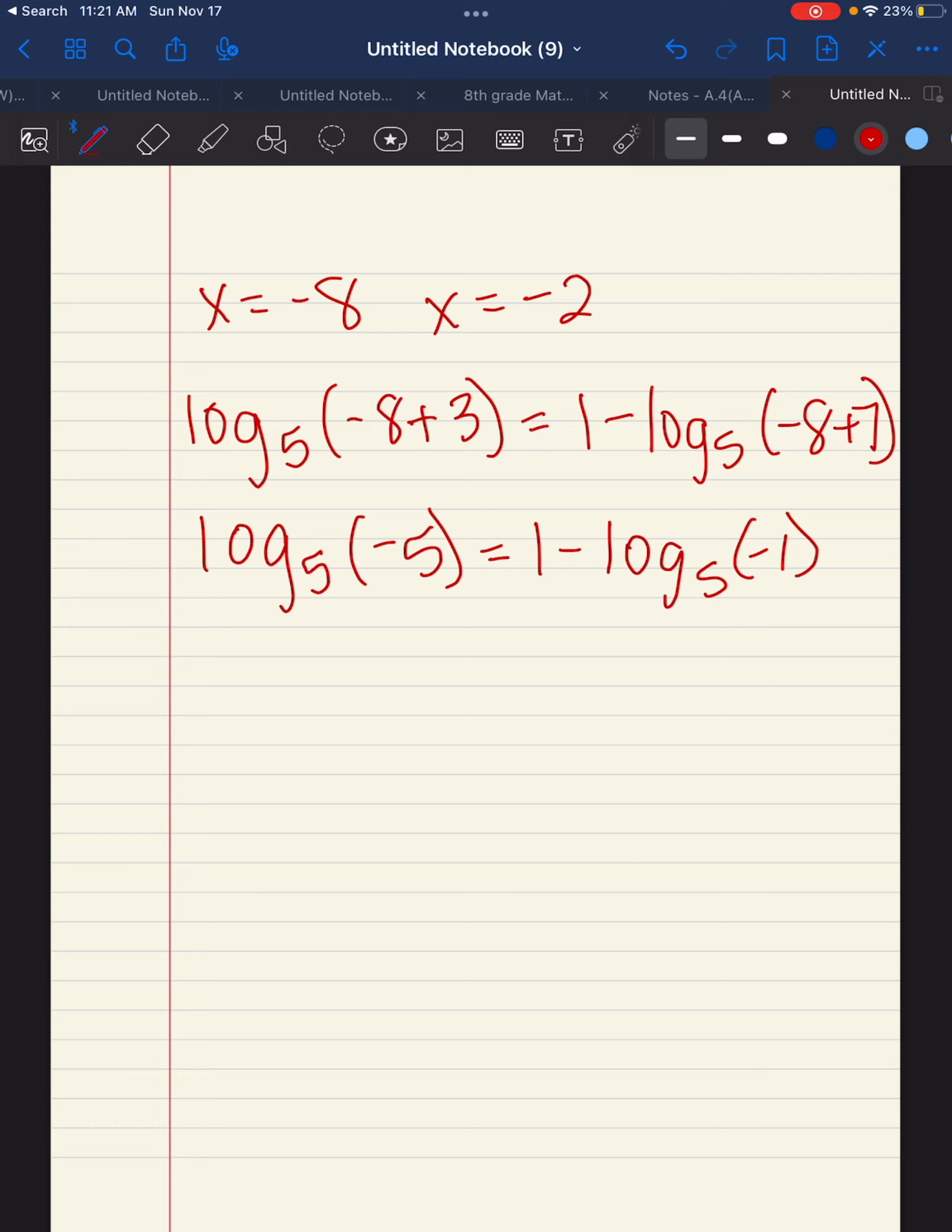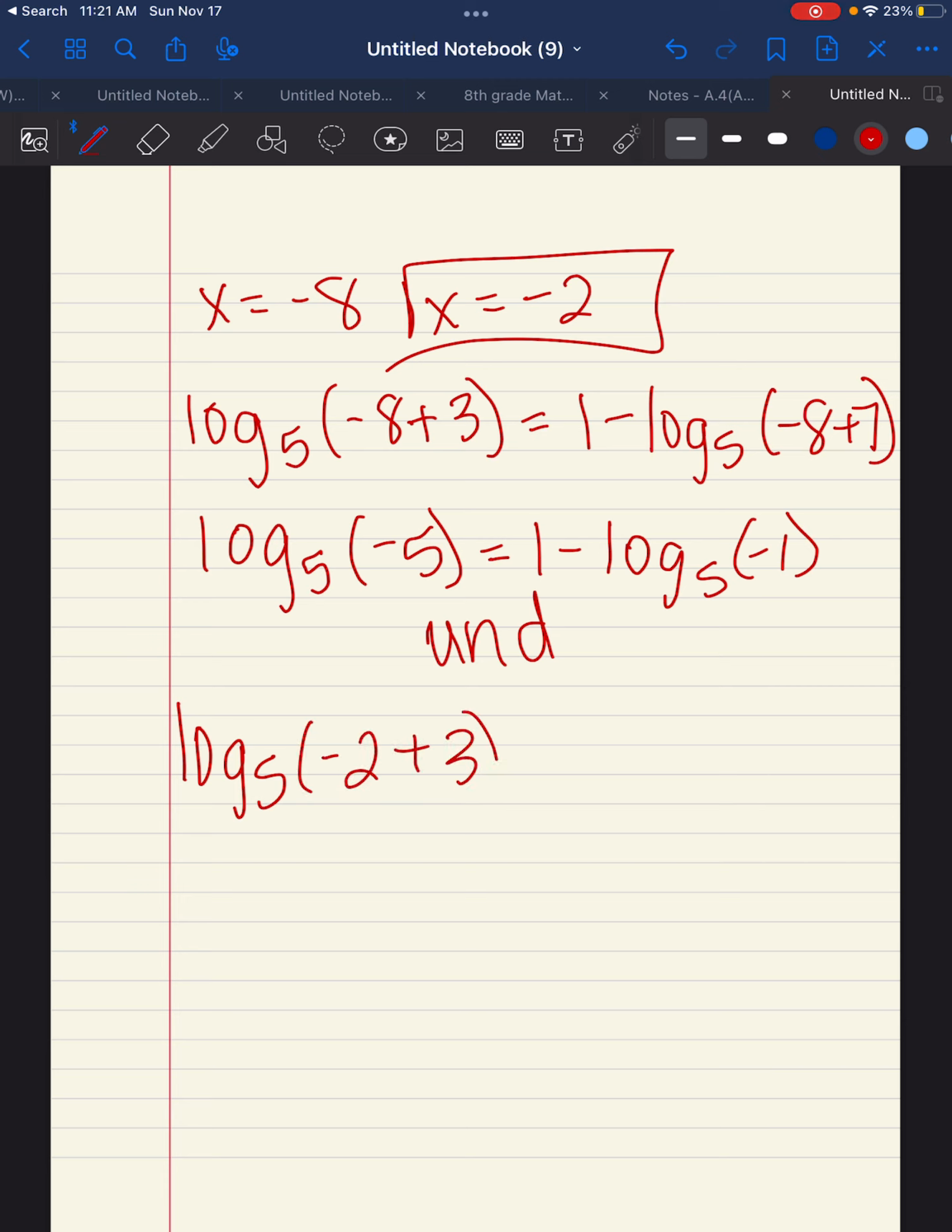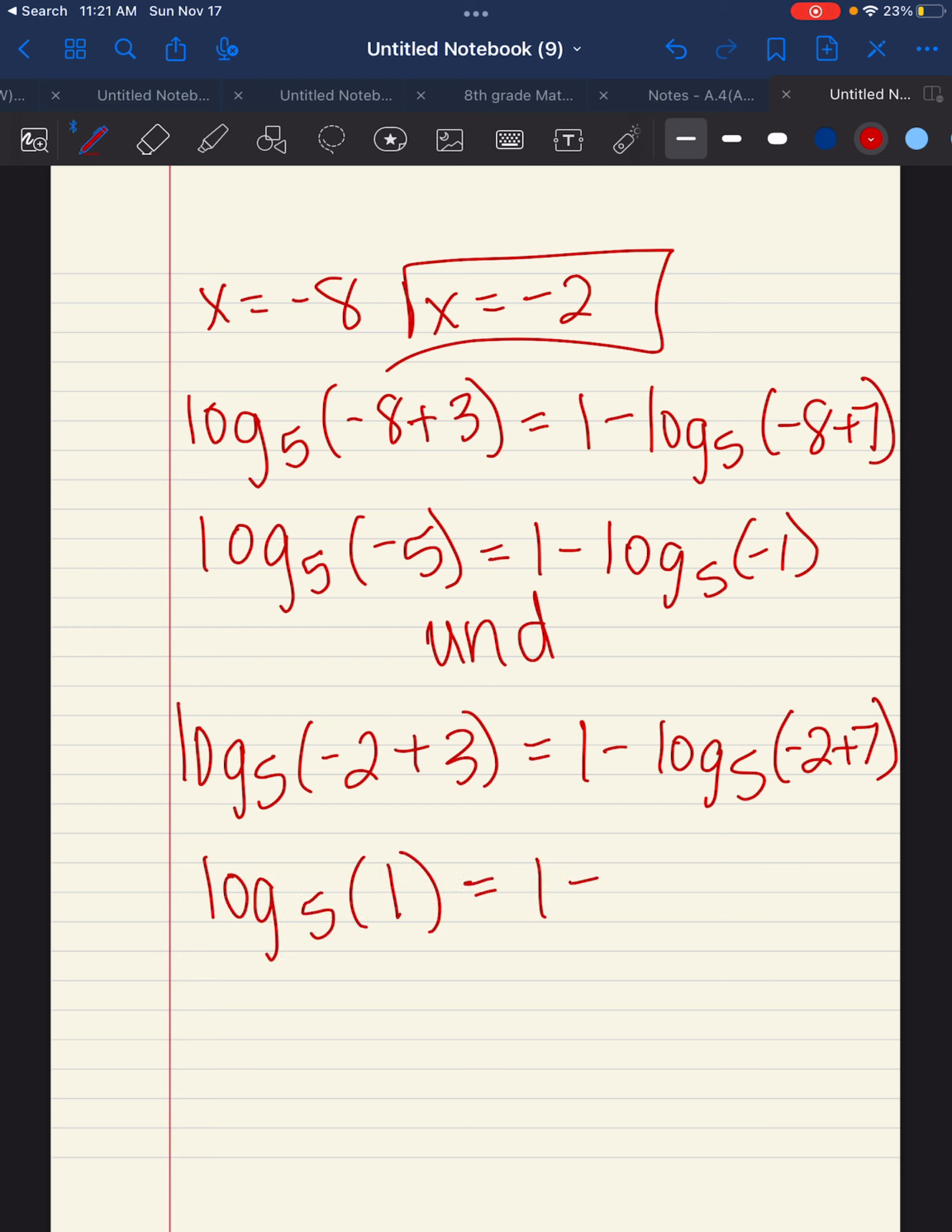When you put it in Desmos, you probably notice that the first one says undefined. So that means negative 8 won't work. Let's go on to negative 2. Log base 5 of negative 2 plus 3 equals 1 minus log base 5 of negative 2 plus 7. When I simplify that, it's going to give me log base 5 of 1 equals 1 minus log base 5 of 5. When you put that in Desmos, you get 0 equals 0. So that's why negative 2 is your answer.